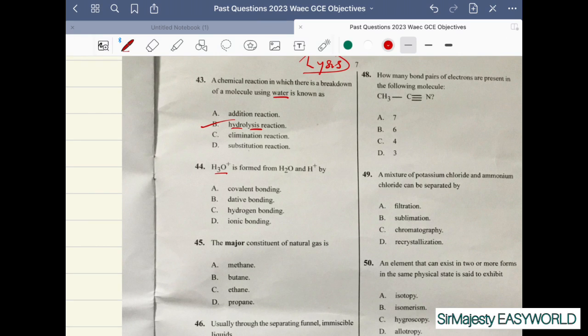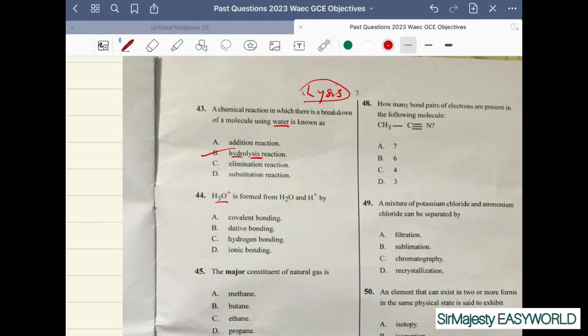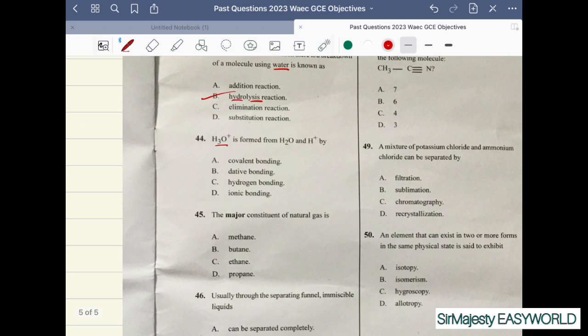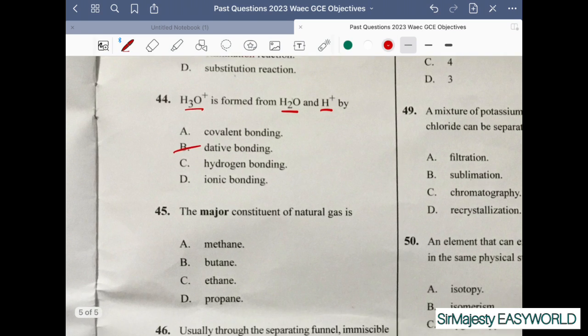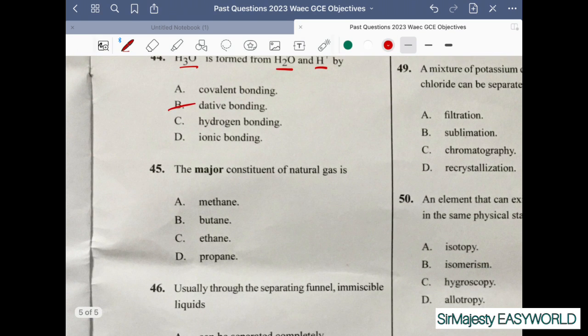Then hydroxonium ion H3O plus is formed from H2O, and that means this is hydrolysis. If you see hemolysis, it's just the breakdown of red blood cells. Pyrolysis, everything lysis in science is breaking down, destruction. Electrolysis, decomposition by passing electric current. You see it? So this is another way you can succeed by hearing science language. Hydroxonium ion is formed from water and hydrogen ion by dative bonding. That is what we call coordinate covalent bonding, just like ammonia and hydrogen ion in ammonium ion.